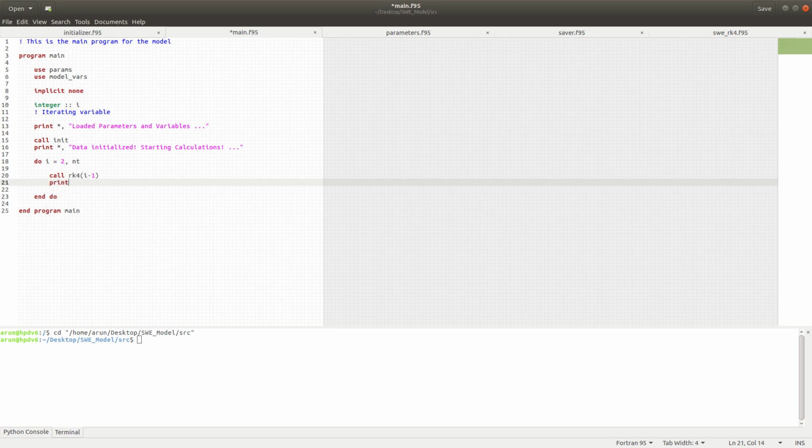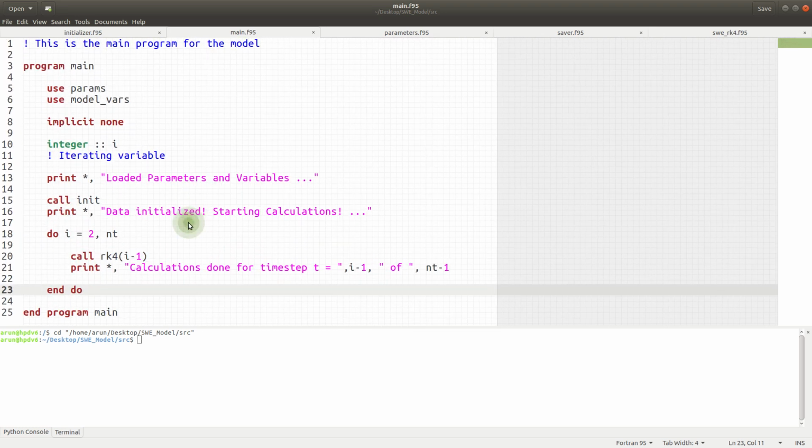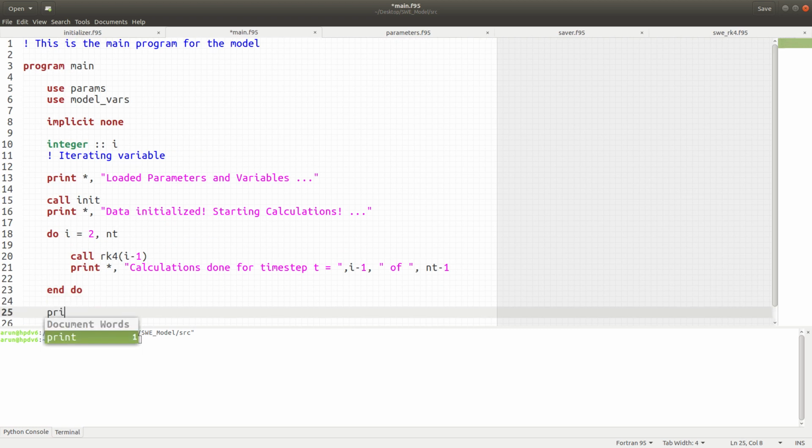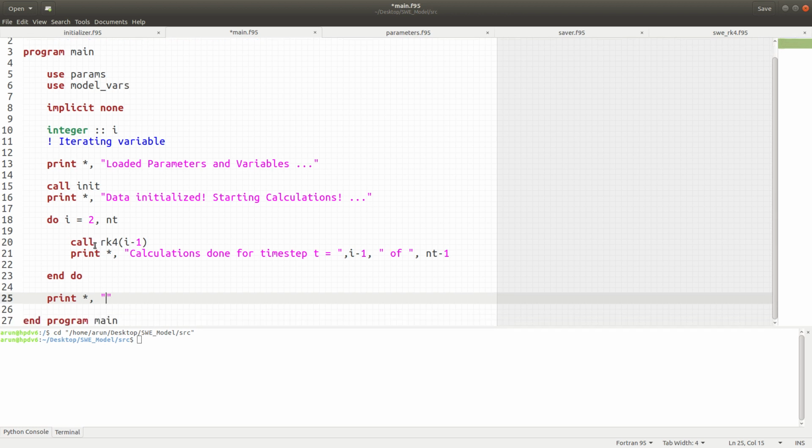So once this is done, I'm going to print a line stating that calculations done for time step t equals i minus 1 of nt minus 1. This way we know whenever it's written that we're done with this. Let me zoom this up so that it might be a little easier for you to see. Then let me print the statement over here. So when this entire loop is done, we know that the program is done.